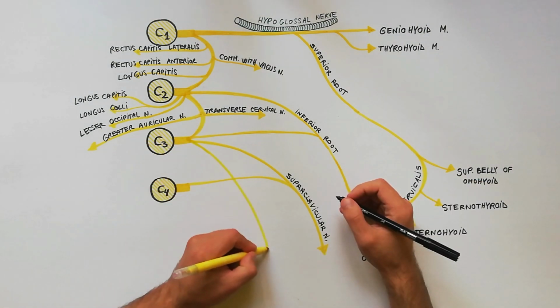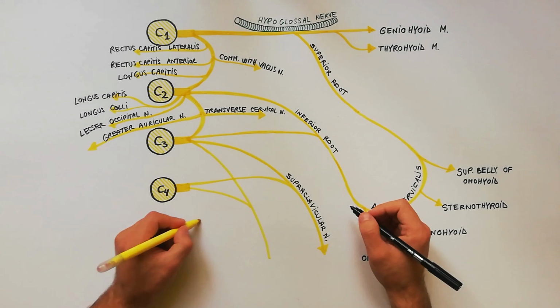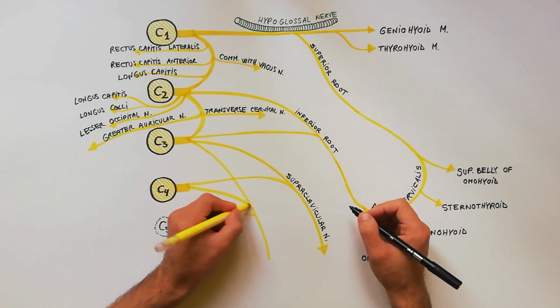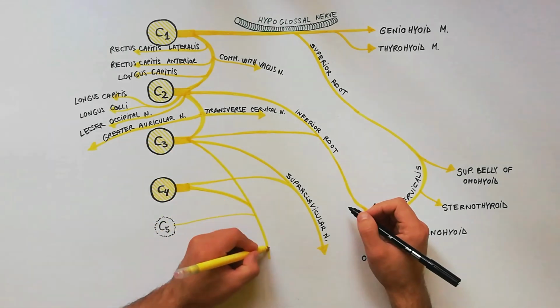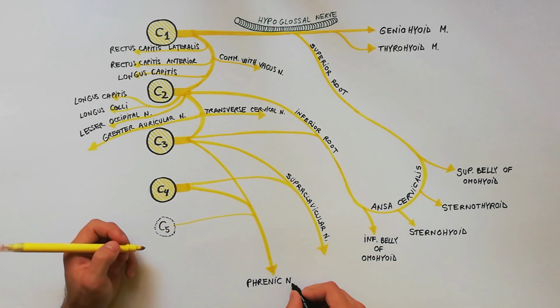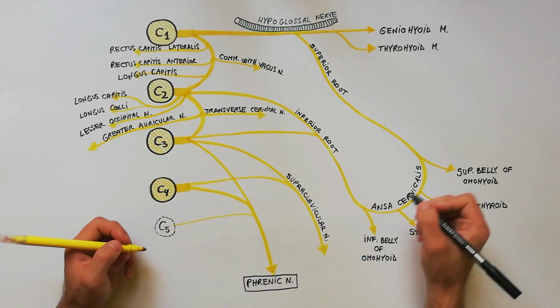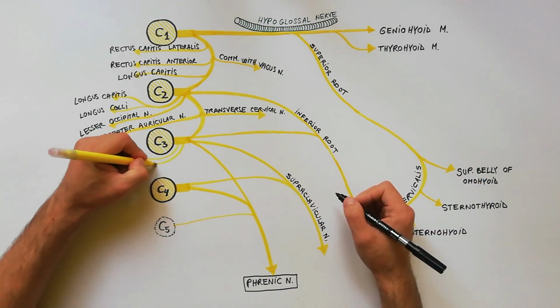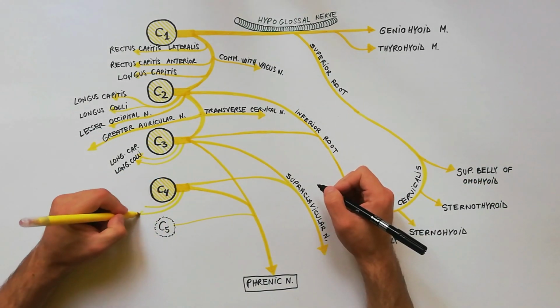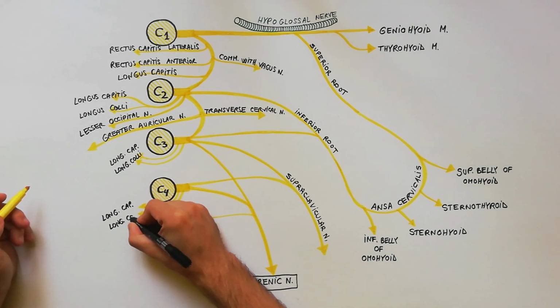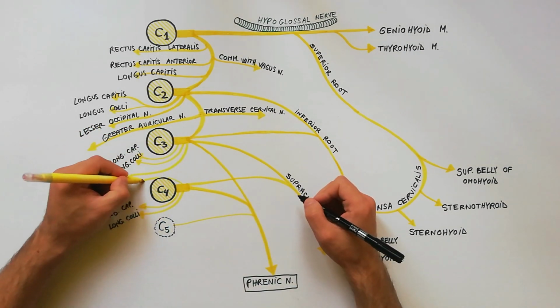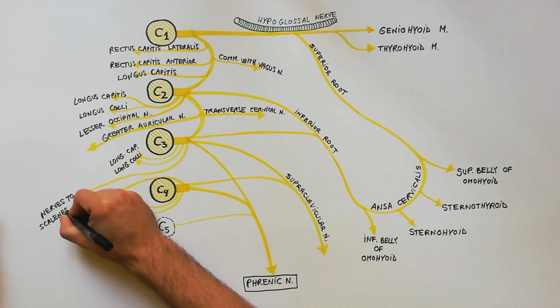From C3, C4, and a small contribution from C5 arises the most important nerve of cervical plexus, the phrenic nerve, which supplies the diaphragm. C3 ventral ramus and C4 ventral ramus give branches to longus capitis and longus colli muscles, and nerves to scalenes and levator scapulae muscles.